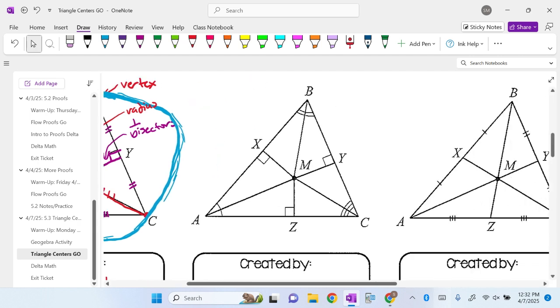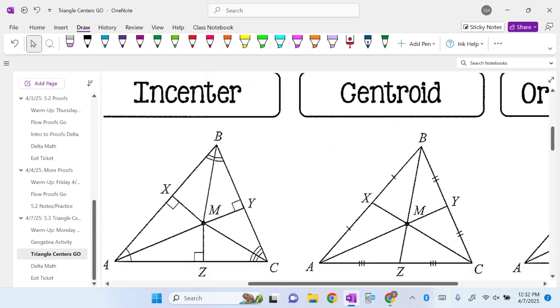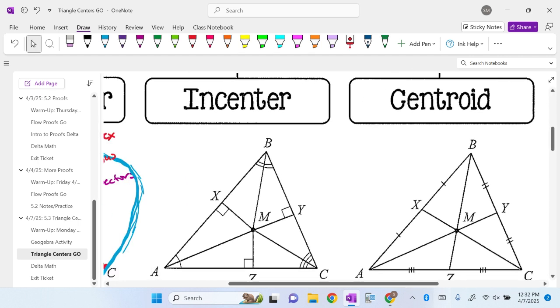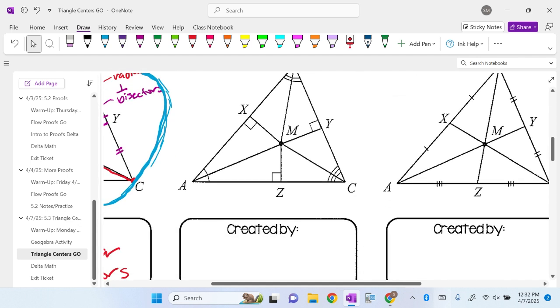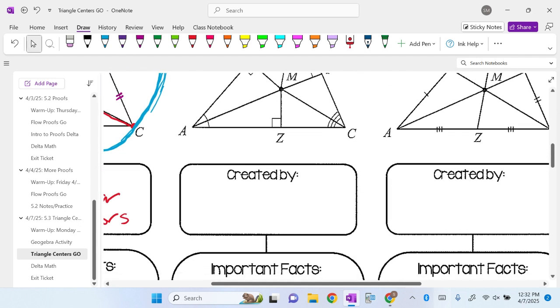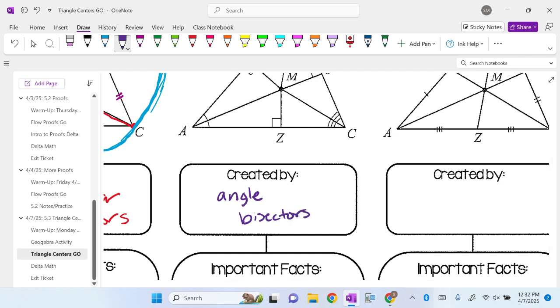Then we have the incenter. Now, the incenter is formed by its angle bisectors. So what do I mean by angle bisectors? It cuts the angles in half. So in other words, it'll cut the three angles of a triangle in half. All right.